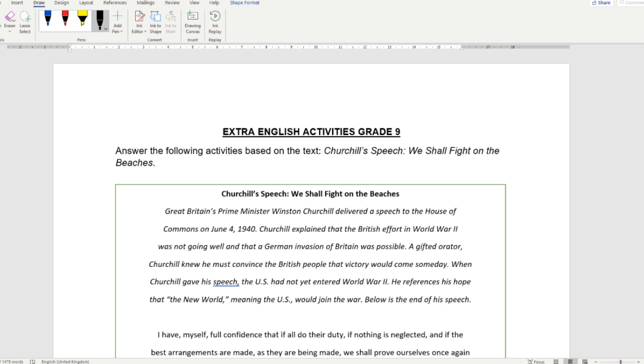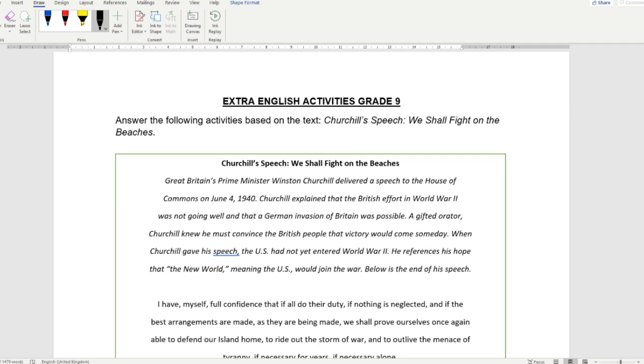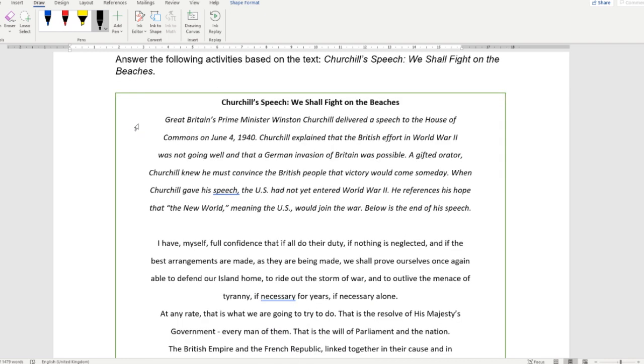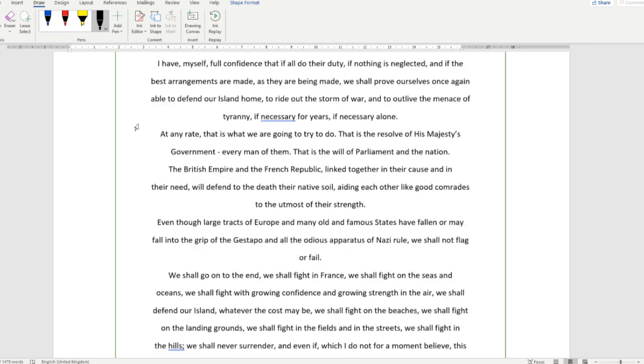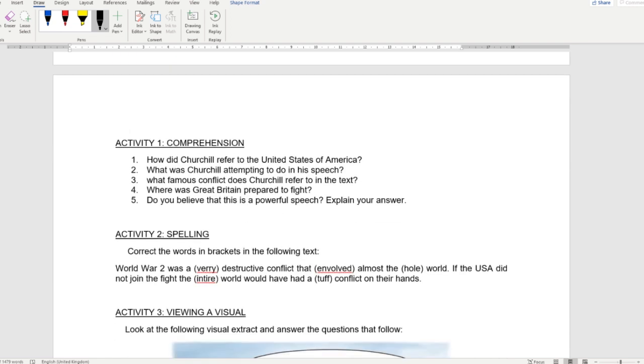We have page 1, extra activities, grade 9 here. First of all, you received a text where you had to read Churchill's speech, "We shall fight on the beaches." This was used to inspire England during World War II. So, let's get on to activity 1. How did Churchill refer to the United States of America? It was the New World. The New World. Next.